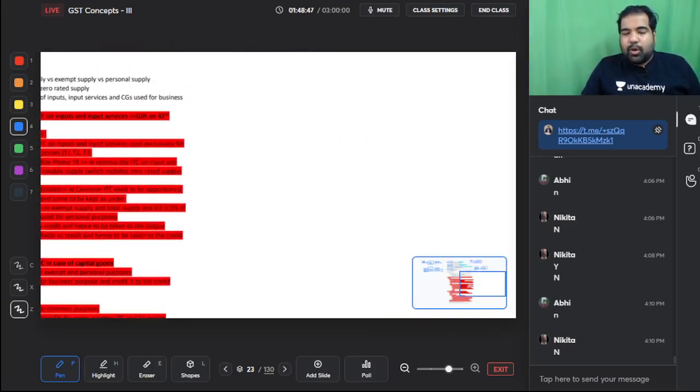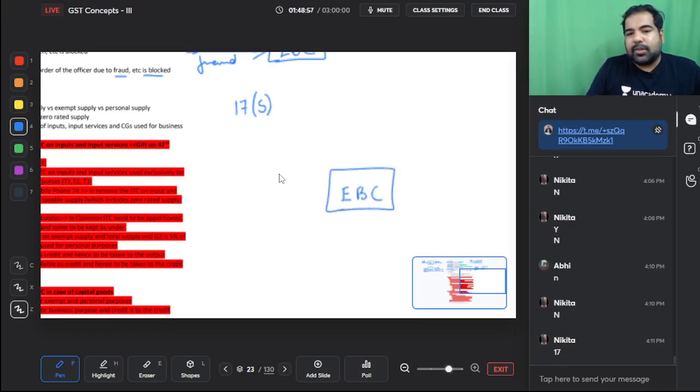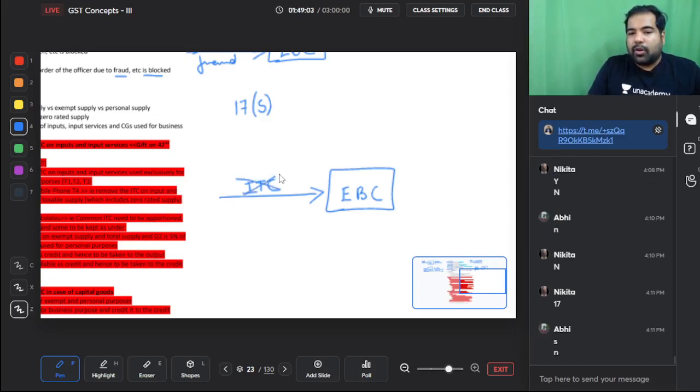So guys, just revising blocked credit, please tell me, in case of blocked credit, what is the section? Section is 17(5). In blocked credit, are you purchasing something? Yes. But will the government give you ITC or credit? No, they will not give you. So what is the shortcut? Guys, 17(5)(a) is for vessel, aircraft and motor vehicles. When will you get credit, guys? Only if it's GST, please.